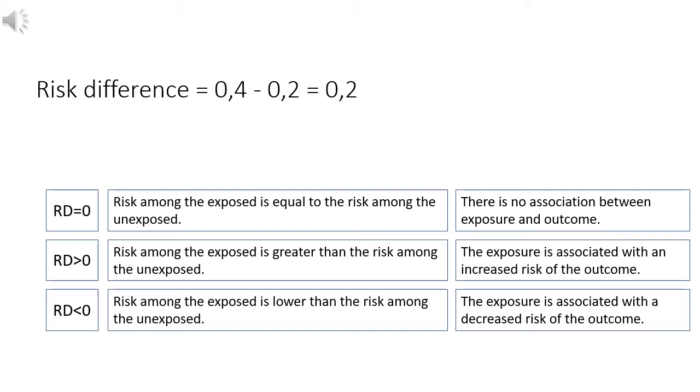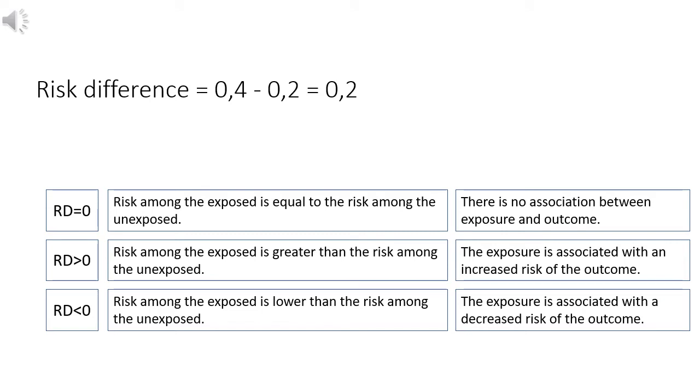If the risk difference equals 0, then we can say that the risk among the exposed is equal to the risk among the unexposed. In other words, there is no association between exposure and outcome. If the risk difference is greater than 0, then we say that the risk among the exposed is greater than the risk among the unexposed.